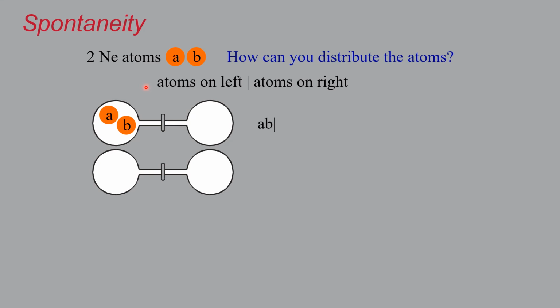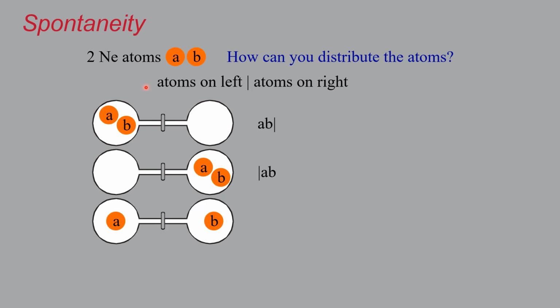All right, welcome back. So the next one is simply to put them both on the right side. And in our little language here, that would be called bar AB. The third one would be, let's say atom A is on the left side, atom B is on the right side, so we would call that one A bar B. And the fourth possibility is the reverse of this one: atom B is on the left and atom A is on the right, and we would call that B bar A. Now, the important thing to understand is that all of these are equally probable.